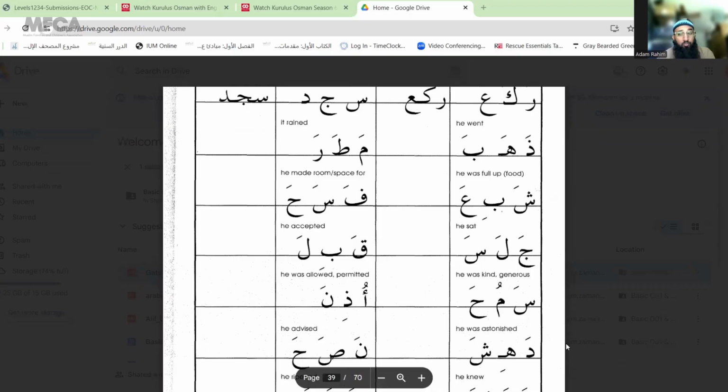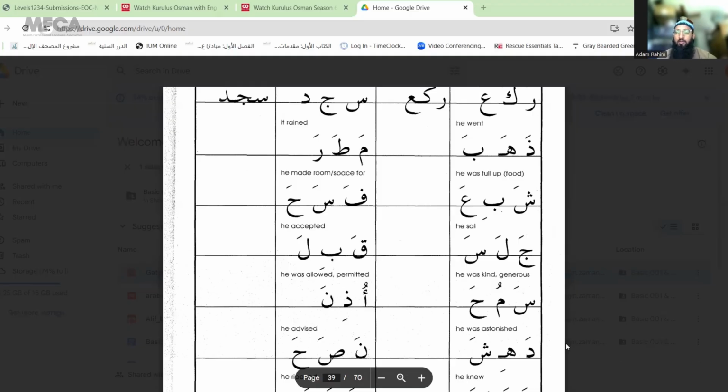So you're going to refer back to page 25 onwards, I think 3 pages, to know how to write the letters in their different positions. Keep in mind the way the letters are written in the beginning, the middle, and the end. Also keep in mind the 7 that don't connect, meaning they don't connect to that which comes after them, which are alif, dal, zal, ra, zai, waw, and hamza. Those are the 7 letters.